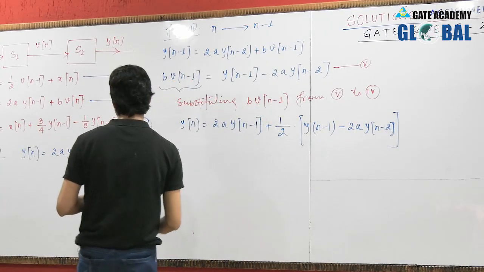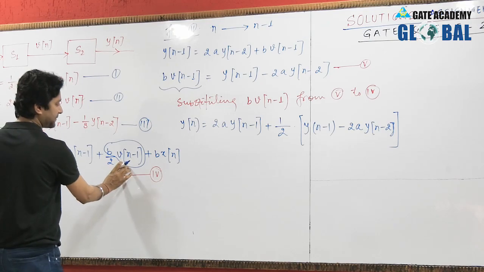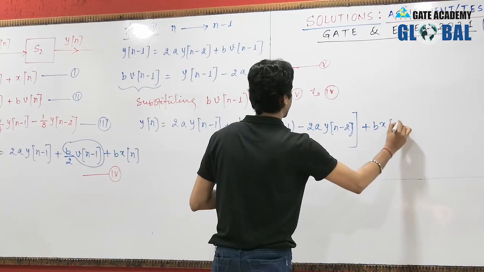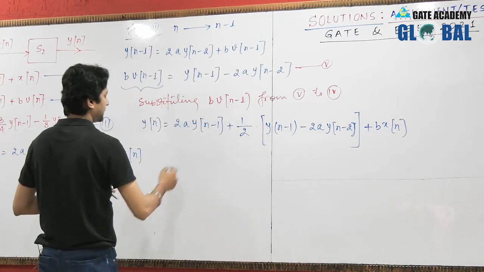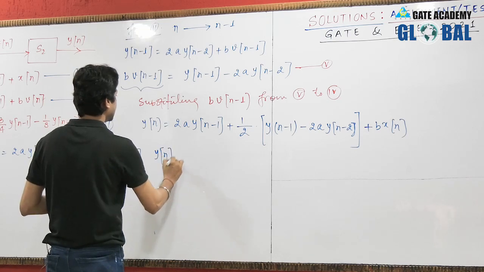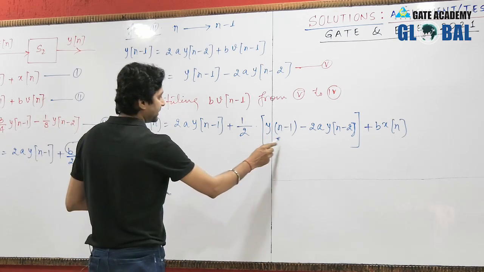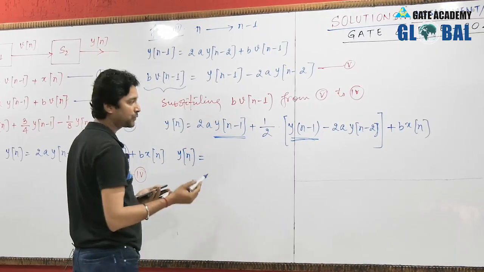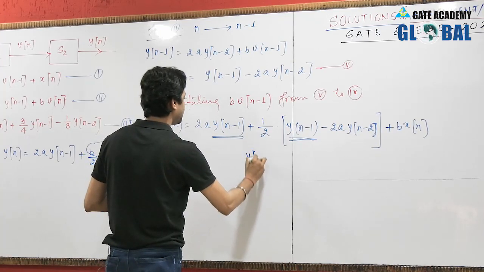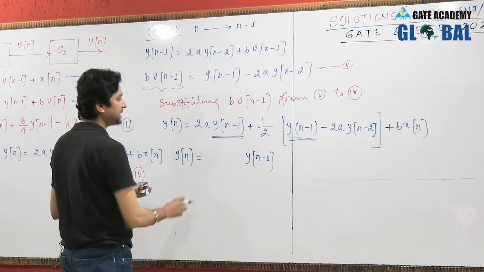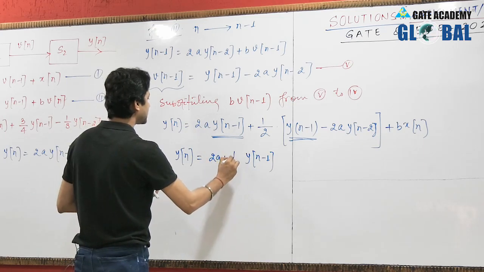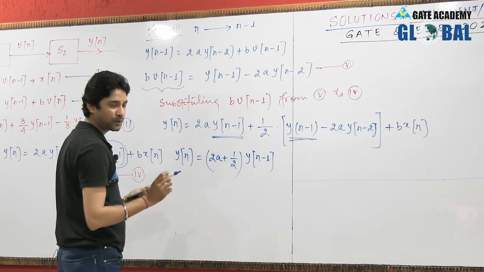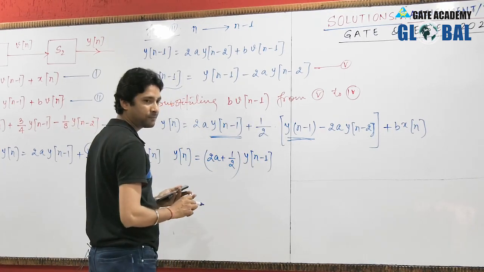So y of n equals, we have written this value, and this term is left, plus b times x of n. Now if you evaluate further, then y of n can be written as, see here also is the term y of n minus 1, and here we have the term y of n minus 1. So the total coefficient of y of n minus 1 will be 2a plus 1 by 2. 2a from here, and for this term the coefficient is 1 by 2. So we have 2a plus 1 by 2 times y of n minus 1.